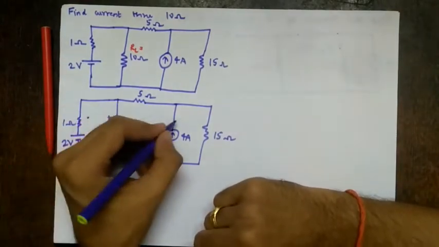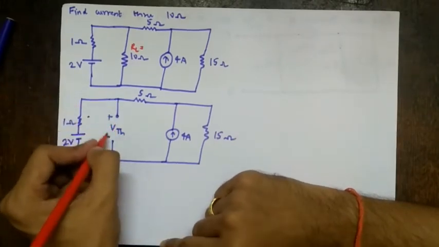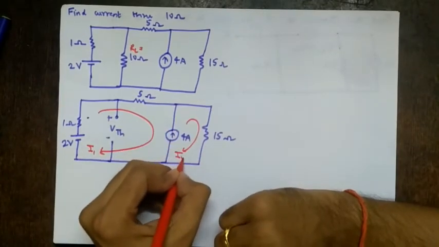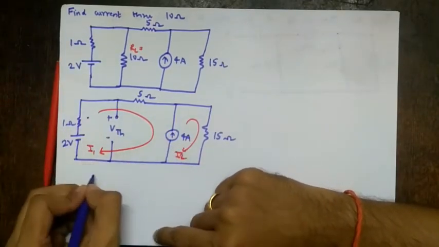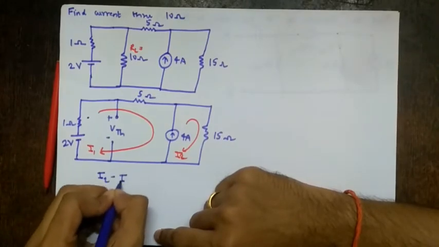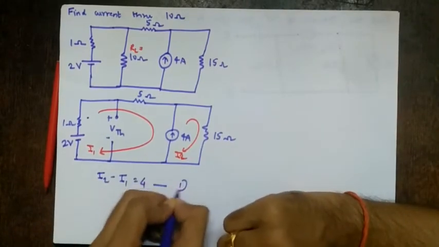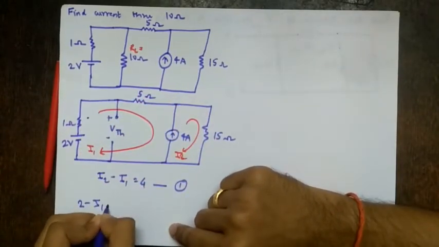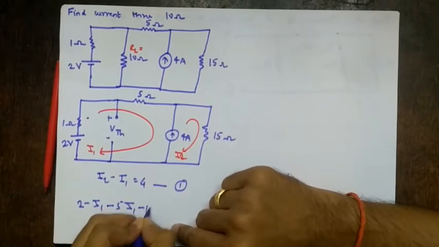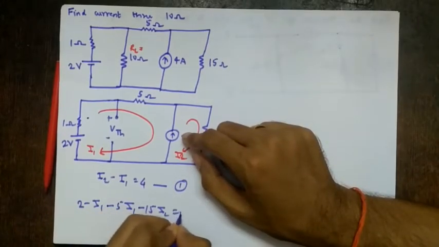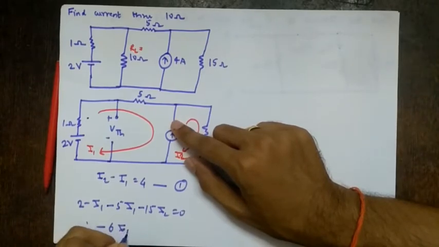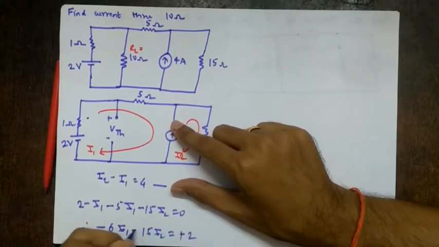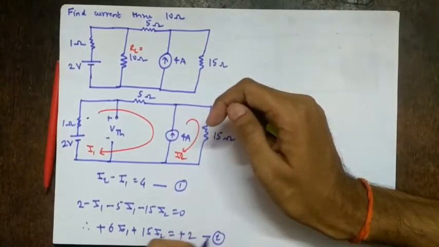So how many loops do we have? We have two meshes. This is open, so we have one mesh only. This current is I1, this current is I2. If you see clearly, it forms a super mesh. So I2 minus I1 equals 4. This is the first equation. Applying KVL to the super mesh: 2 minus I1 minus 5 I1 minus 15 I2 equals 0. So minus 6 I1 minus 15 I2 equals minus 2. All will be plus if I multiply by minus 1. This is equation number 2.